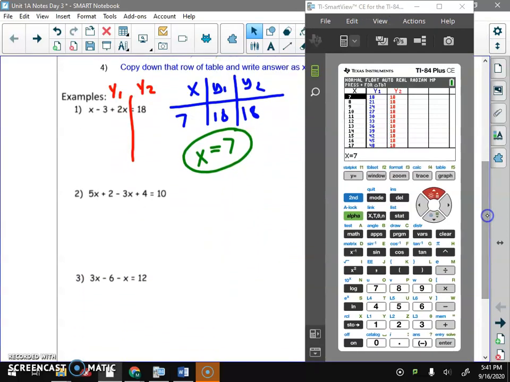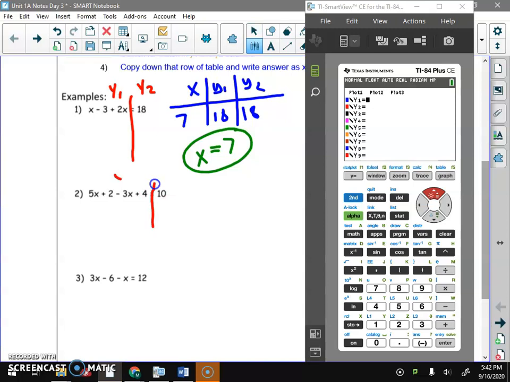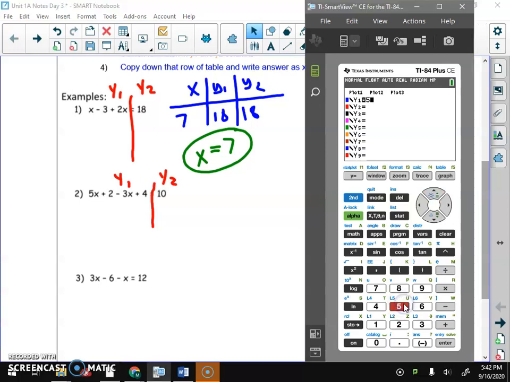Let's continue on number 2. Y equals, I'm going to clear both of them out because I know I'm going to need them. Draw my great wall, y1, y2. Have to do that step. y1, 5x plus 2 minus 3x plus 4. Looks just like it. Down to y2 equals 10. We're ready for our table, second graph.